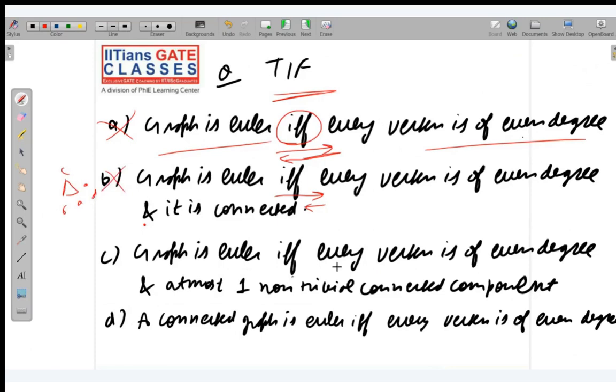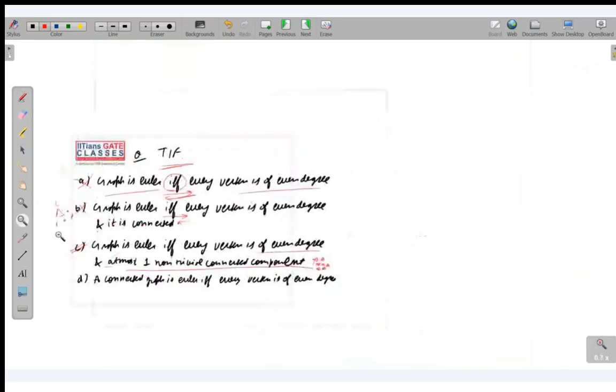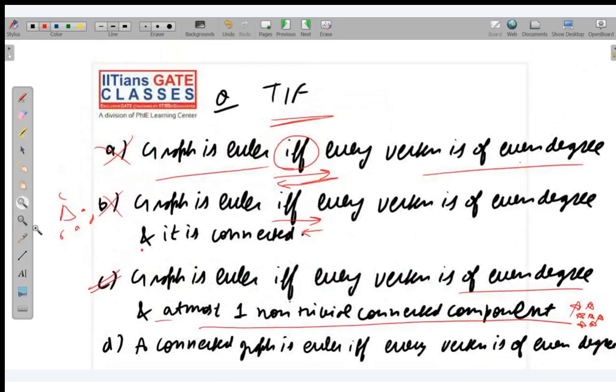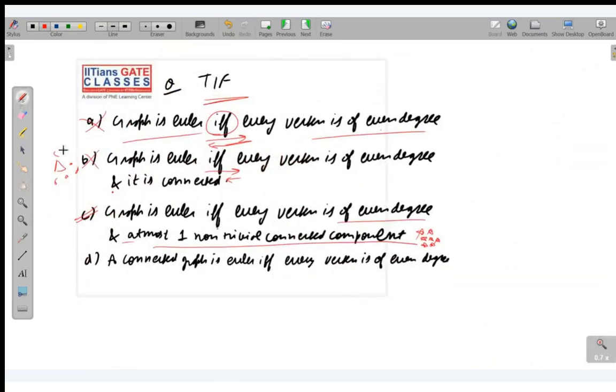Next, graph is Euler if and only if every vertex is of even degree and at most one non-trivial connected component. This is very, very important. Make some star. This question has not yet come in GATE exam, but someday it will definitely come. This is a true statement. Connected component we have studied in the previous lectures. Trivial means a single vertex. Non-trivial means at least two vertices and one edge are there.